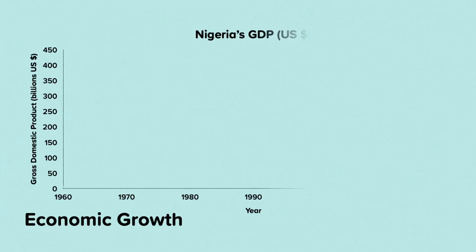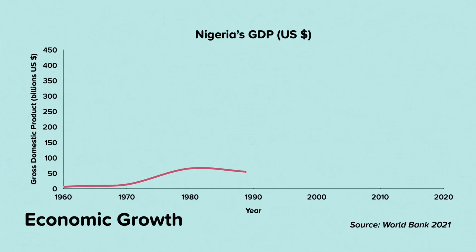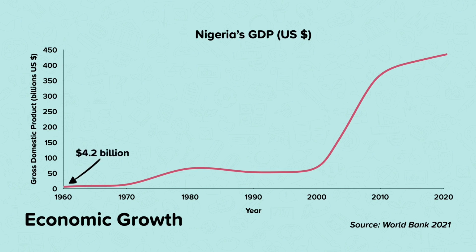This graph shows the rapid growth in Nigeria's economy. In 1960, after its independence from Britain, its GDP was just $4.2 billion. Between 2000 and 2020, it grew rapidly, from $69 billion to $441 billion. The steep rise indicates a rapid growth and increasing wealth.